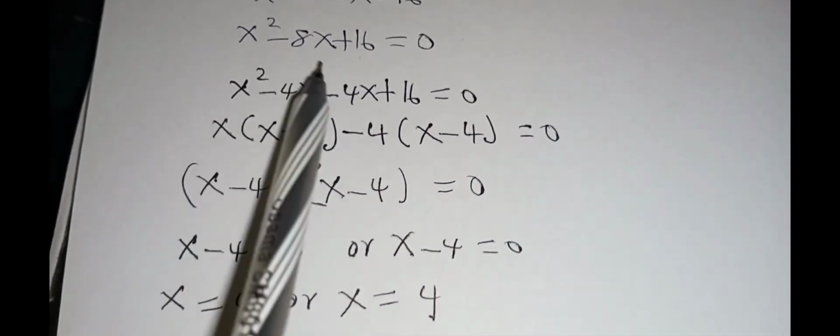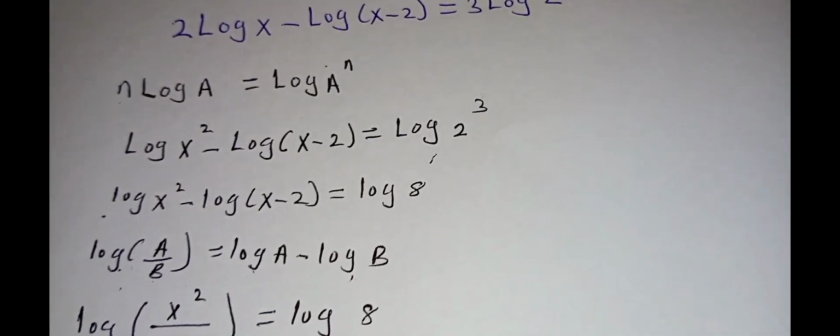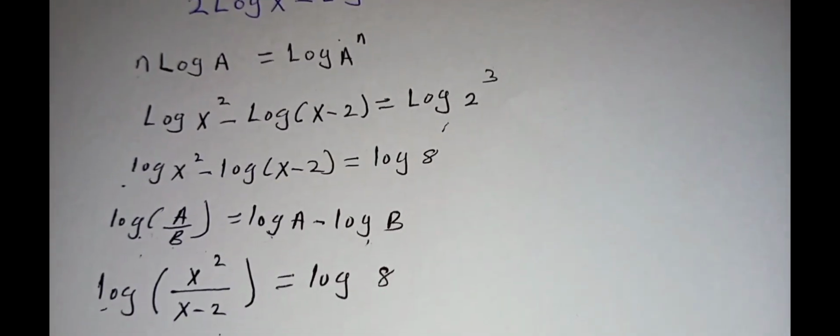because when you have 4 squared, it is 16. 16 plus 16 is 32. Negative 8 times 4 is negative 32. So you have 32 minus 32, which is equal to 0. Hence, from what we were given to solve here, our value of x is equal to 4.